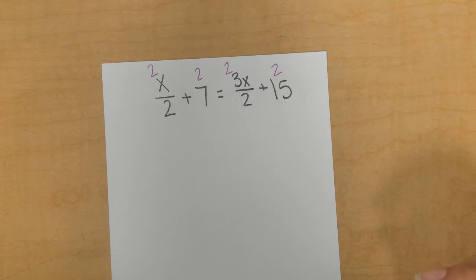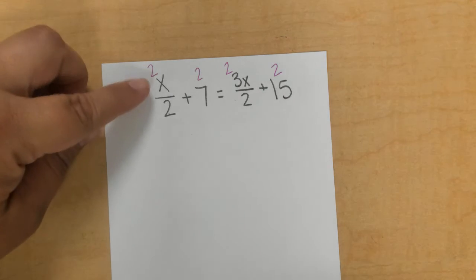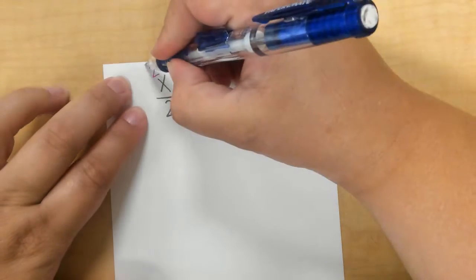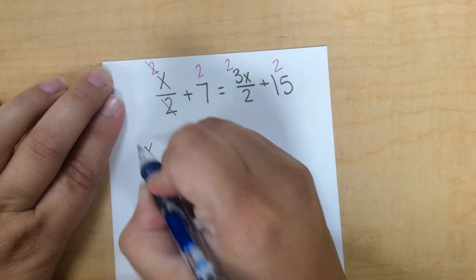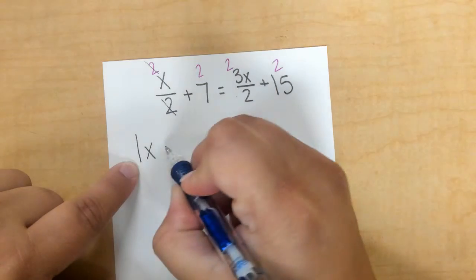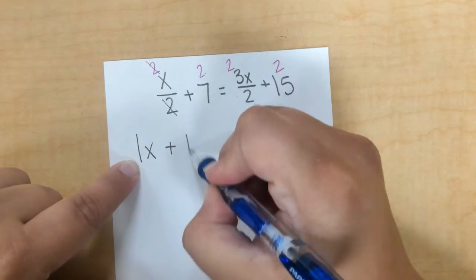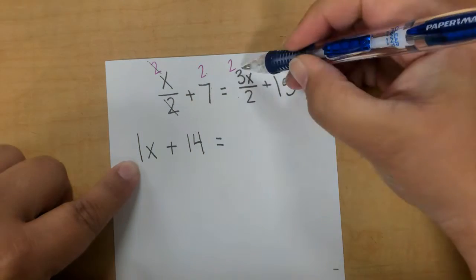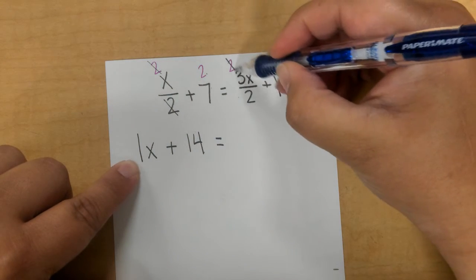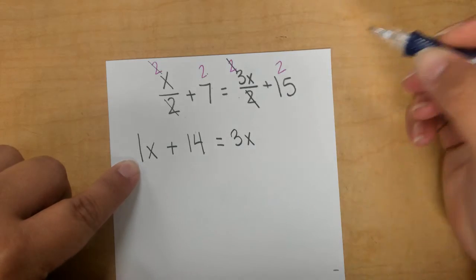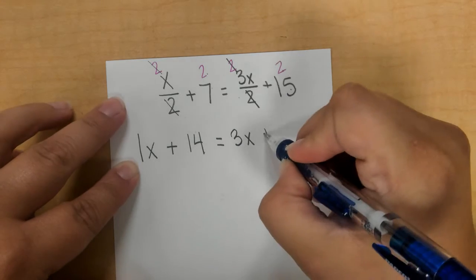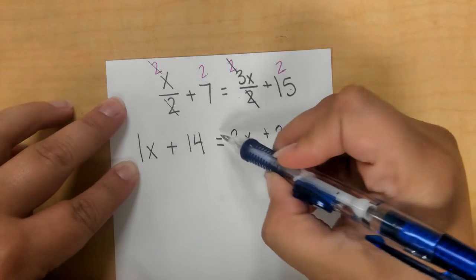Then I look through to see, okay, in this fraction, how can I clear it? Well, these 2's cancel out, and I'm just left with x, which you should know as 1x. Then 2 times 7 is 14. Again, we have another fraction, so we look, oh, these are the same, so we cancel, and we're left with 3x. And then 2 times 15 is 30.